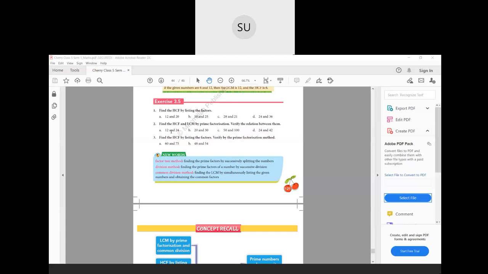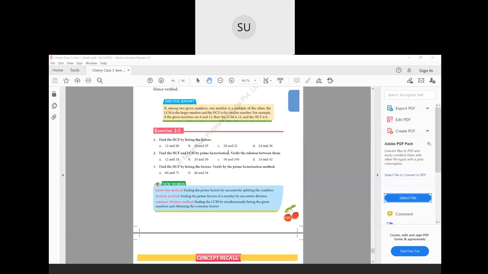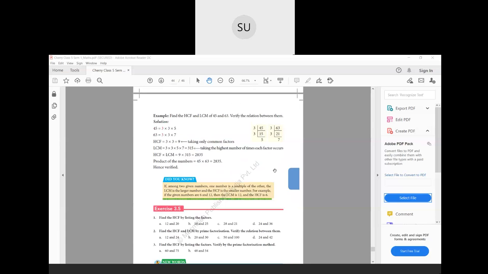Now we did question 1, A, B and C. So D is for your homework. We also did question 2, A and C. So B and D are for your homework. And question 3: find the HCF by listing the factors, and verify by the prime factorization method. We know how we have done HCF by listing factors and also by the prime factorization method. So first find it by listing the factors, and verify your answer using the prime factorization method. So do question 3 for homework, and question 1D and 2B and D for your homework. I will continue in the next class. All right. Thank you.